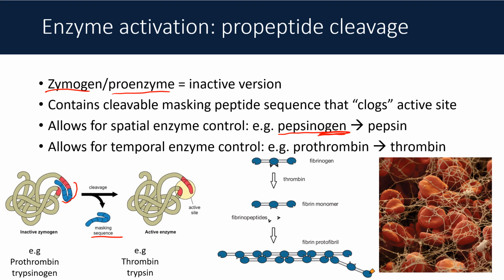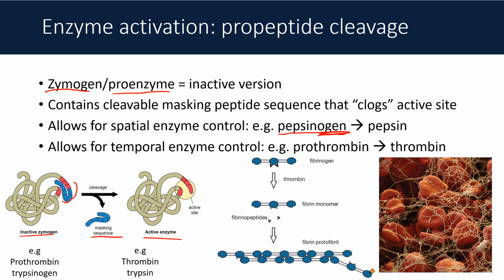Only when the pepsinogen is pumped out of the chief cell and into the acidic lumen of the stomach can we change the protonation state of that masking sequence, cause it to slide out of the active site, and expose it for other enzymes to cleave off, thus turning our inactive zymogen into the active version, free to do its job, which is digest any protein in sight.